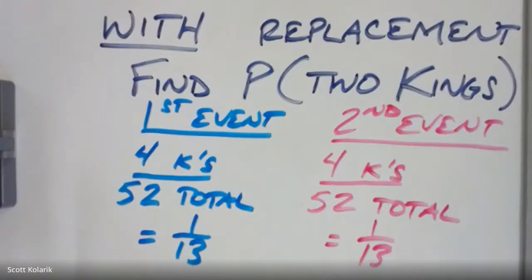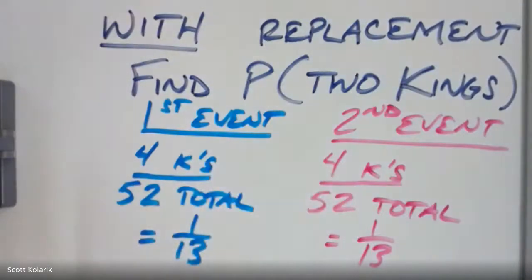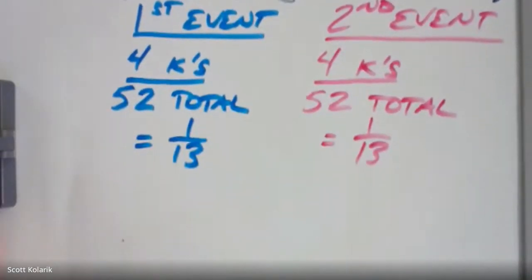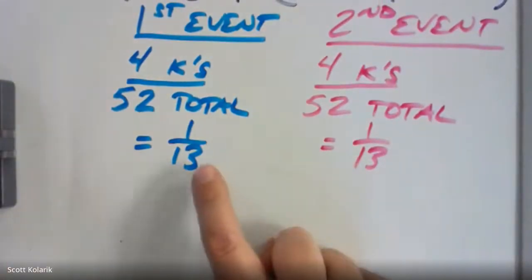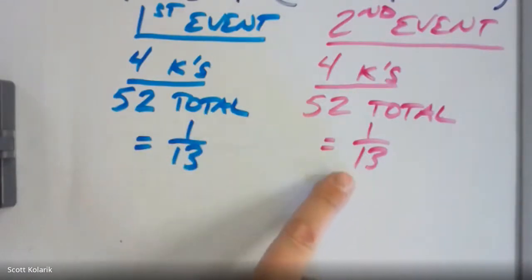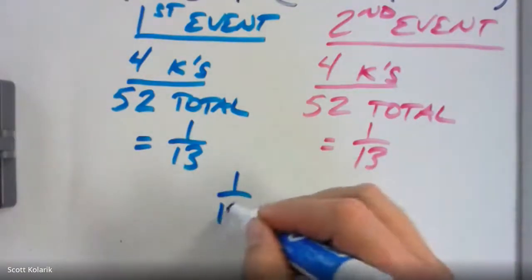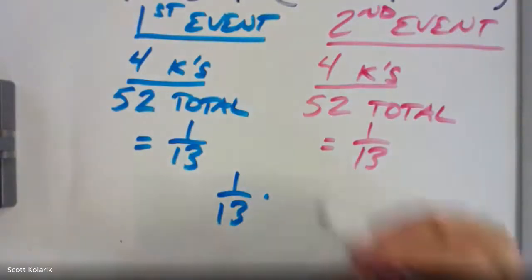But how do I find out the total probability of selecting 2 of them? So not only doing it in event 1, but also in my second event as well. So how is that calculated? In this case, it's a simple multiplication problem. Whatever result I got from my first event, my first pick, I'm going to multiply that result by whatever I got from my second pick. In this case, it's just going to be 1 over 13 times event number 2's probability, 1 over 13.